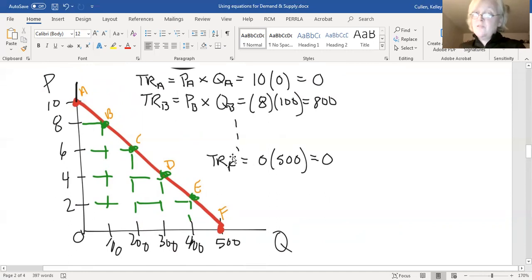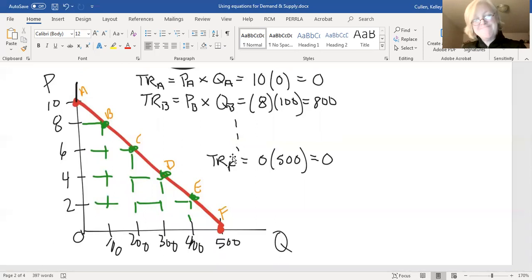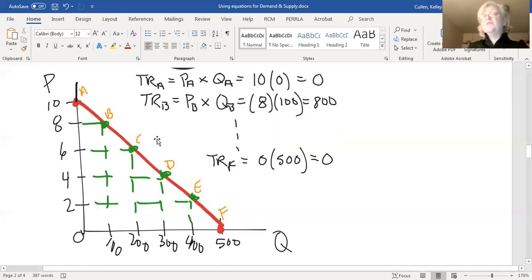And then you keep going. I'm not going to do all of these for you. I recommend that you do all of them. Hint, the answers are in the previous lecture. You're going to calculate total revenues at C, D, and E. And here, I cheated, and I gave you total revenues at F. Total revenues down here at point F equals my price of 0 times my quantity of 500, and that's also 0.